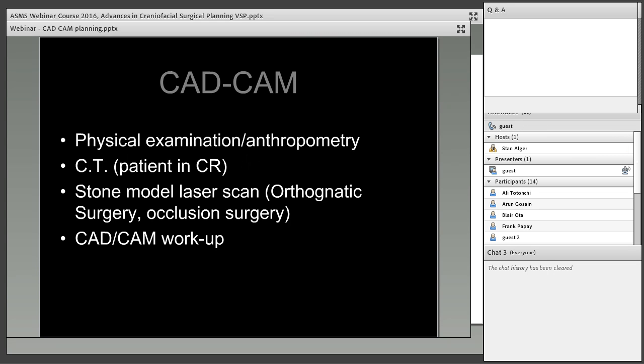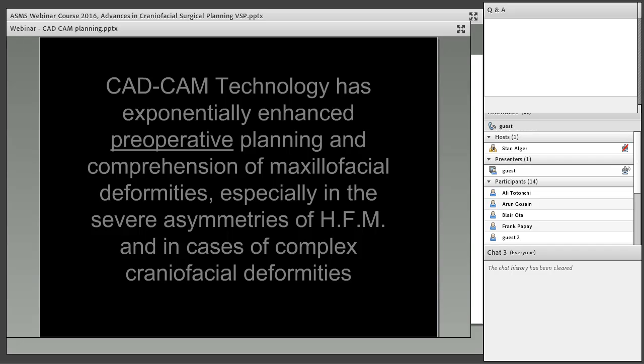Obviously, the basis of all things is to have your diagnosis. What's the deformity? What's the malformation here? You need a cut CT scan. For orthodontic surgery, as Dr. Kumar mentioned, you need the stone model or laser scan, and you do your CAD/CAM workup, which Dr. Kumar went into extensively. I believe, especially in terms of orthodontic and facial asymmetry, hemifacial microsomia, it is extremely helpful. And I'll show you a couple of cases where it does make a big difference versus stone model.